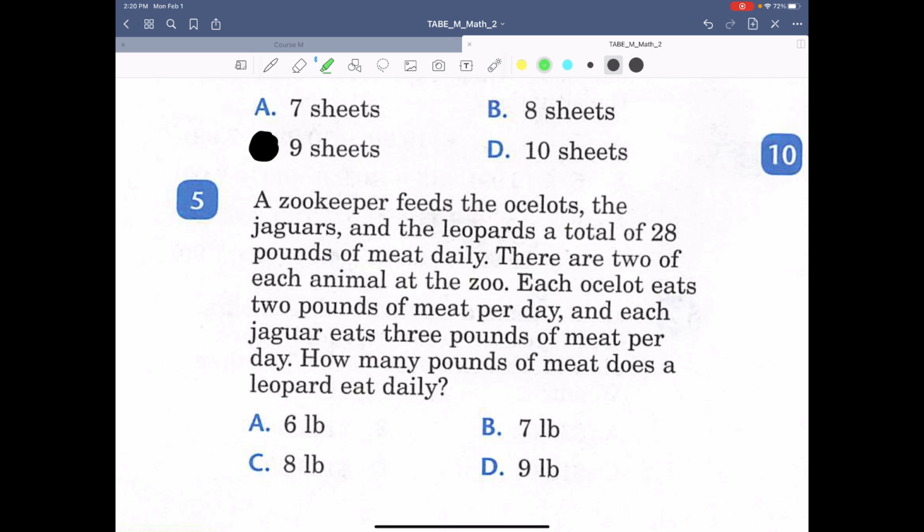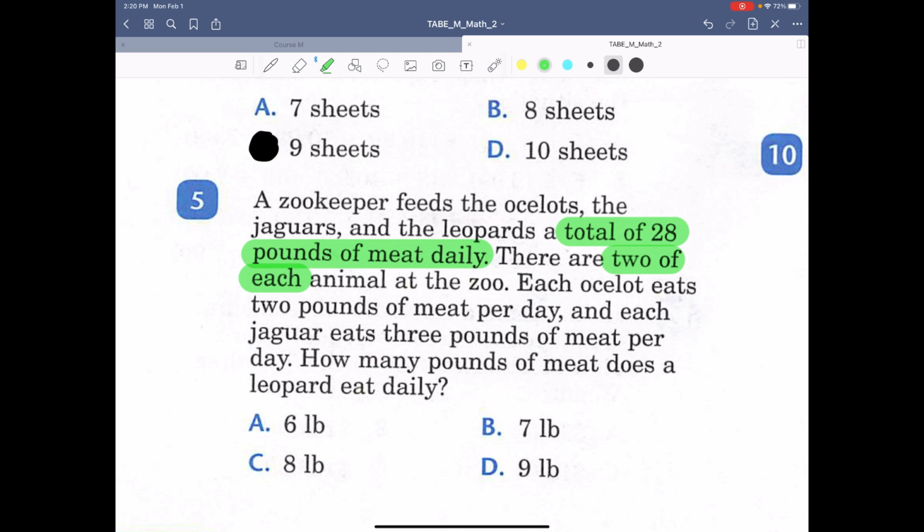Okay, number 5. A zookeeper feeds the ocelots, the jaguars, and the leopards a total of 28 pounds of meat daily. There are 2 of each animal at the zoo. So there are 2 ocelots, 2 jaguars, and 2 leopards. That's a total of 6 animals.